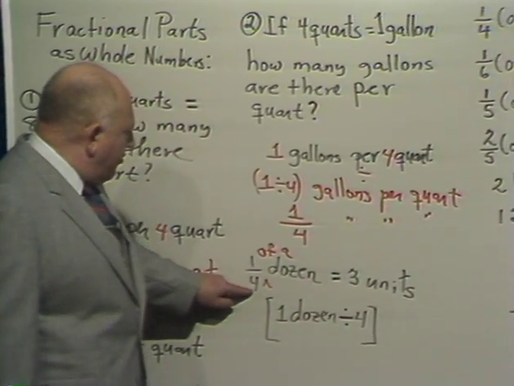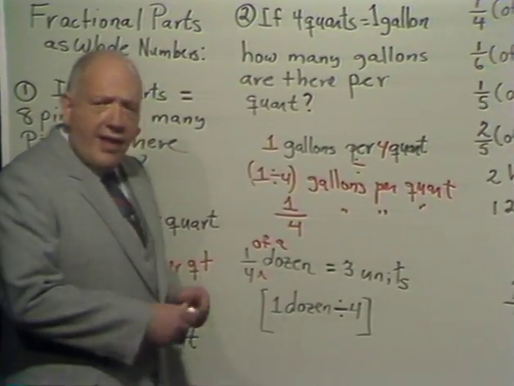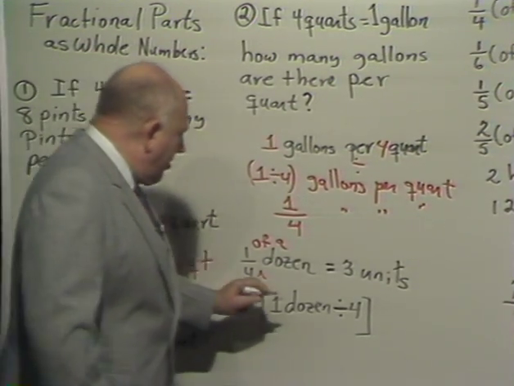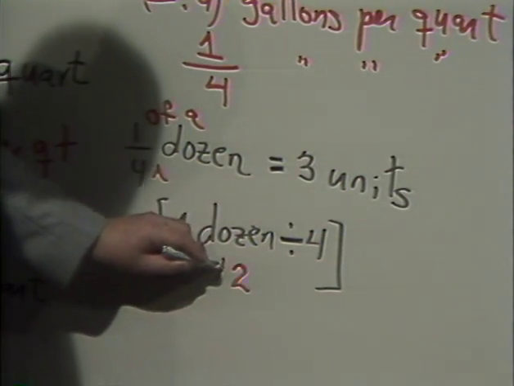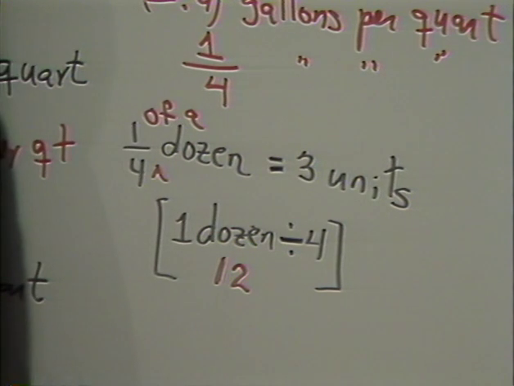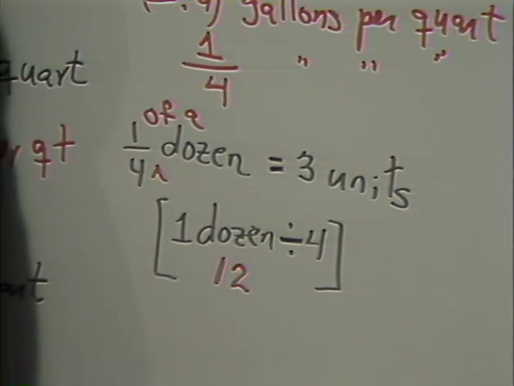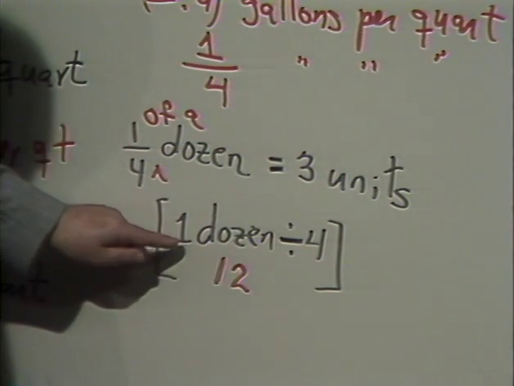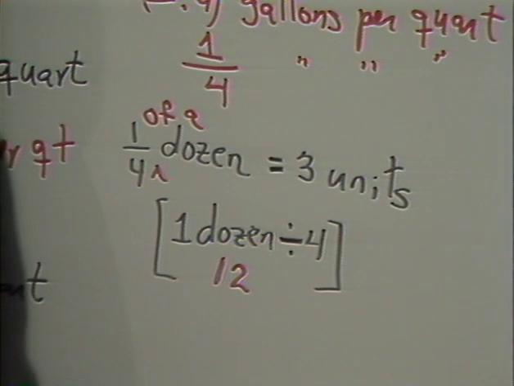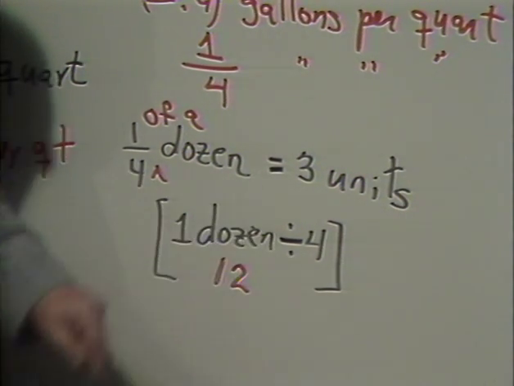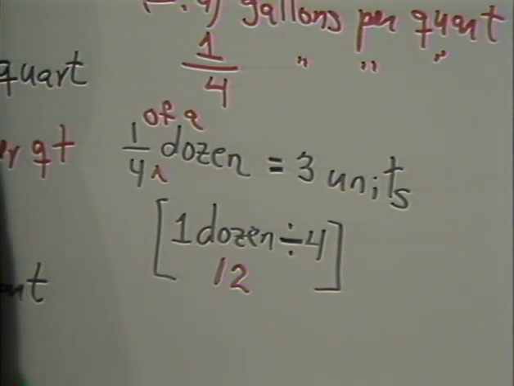And notice the division problem over here. Suppose you started with 1 dozen. 1 dozen is 12. And if you divide 12 by 4, you get 3. So 1/4 of a dozen is the same as what? 1 dozen divided by 4. And if you leave the noun out, it just says what? 1 divided by 4. But in this particular case, 1 divided by 4 is still what? A whole number of units.